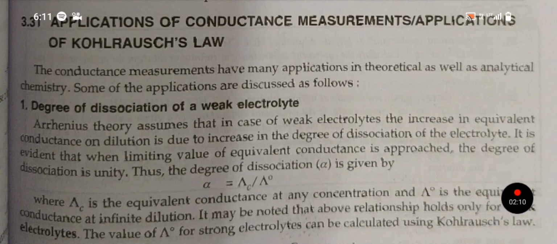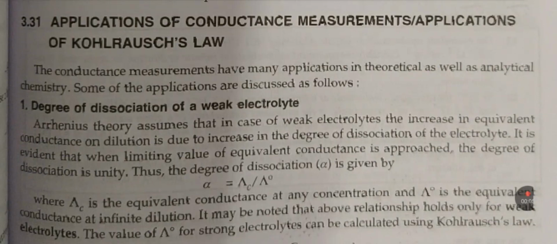Application of conductance measurement, or applications of Kohlrausch's law. The conductance measurements have many applications in theoretical as well as analytical chemistry. Some of the applications are discussed as follows. First, degree of dissociation of a weak electrolyte. Arrhenius theory assumed that in case of a weak electrolyte, the increase in equivalent conductance on dilution is due to an increase in the degree of dissociation of the electrolyte. It is evident that when the limiting value of equivalent conductance is approached, the degree of dissociation is unity.